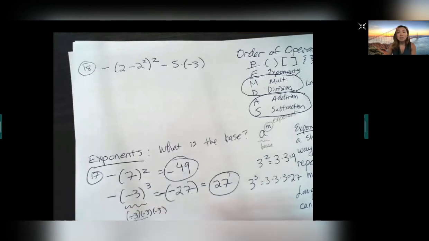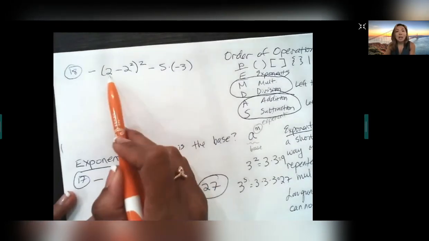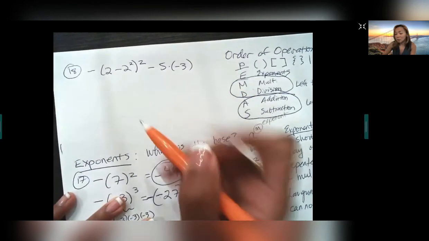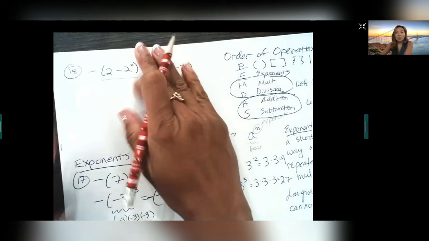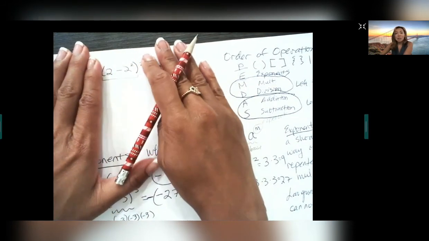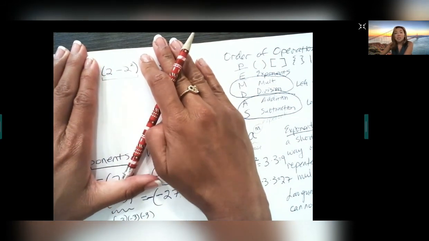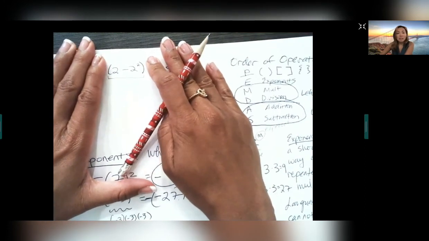So in this problem, I'm going to ask, okay, what do I do first? I see parentheses. That's what I'm going to focus on first. So I zoom in and I just focus on the parentheses. I'm going to forget everything else here. Within the parentheses, this is what I have, and I ignore everything else.